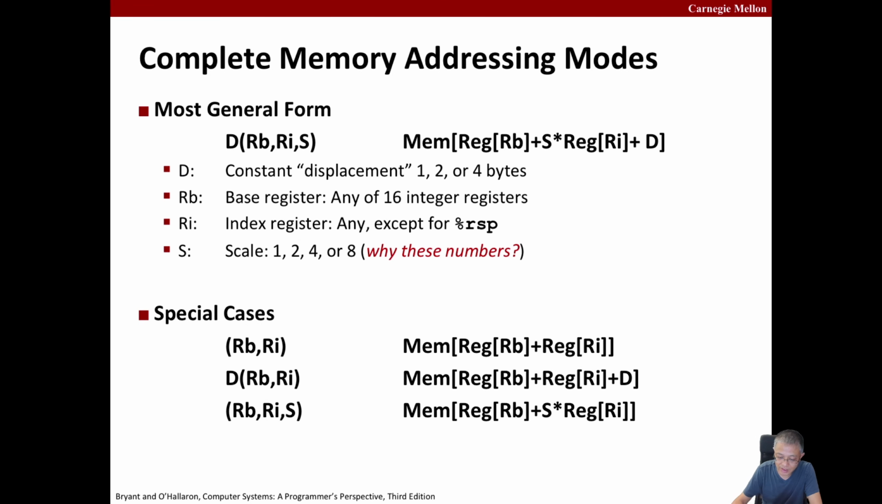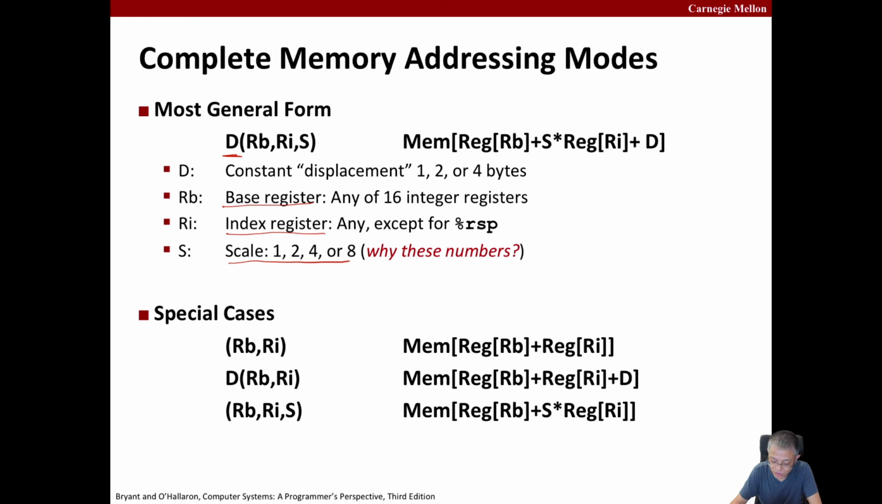So here is the complete memory addressing mode. It's actually very complex, right? We can have a displacement. There is a base register. Then there is an index register. Then there is a scale. So why do they need this kind of numbers, right?